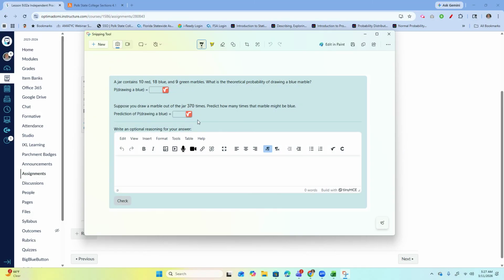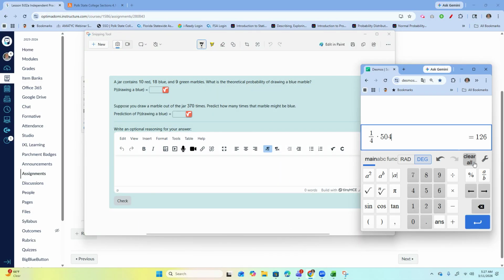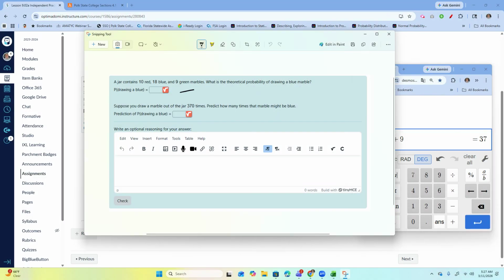Here's problem number three. We have a jar with 10 red, 18 blue, and 9 green. And they're asking what is the theoretical probability you draw a blue marble. First thing we need to do is figure out how many marbles I have in total. You can use a calculator or mental math. I'm going to use the calculator here. So 10 plus 18 plus 9, I get 37.